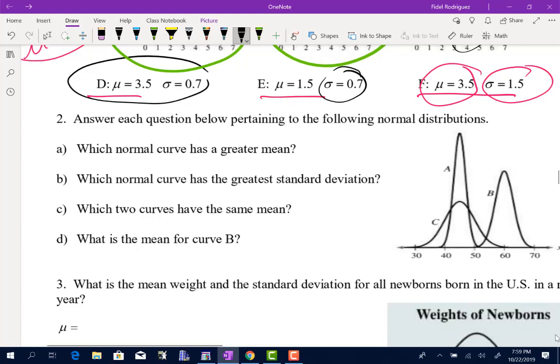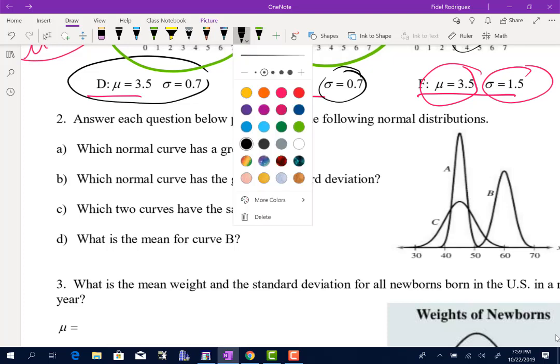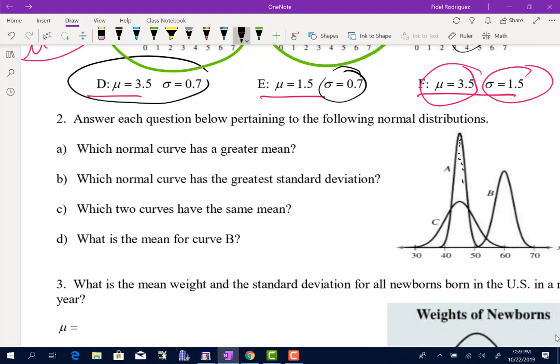The mean is going to be the number right down the middle, right? So what number would you sort of guess to be right there? About 45, right? This one here looks like it's going to be about 45, okay? What do you say this one would be? That one's going to be 60. Okay, so which curve has the greater mean? A, B, or C? B does, right?